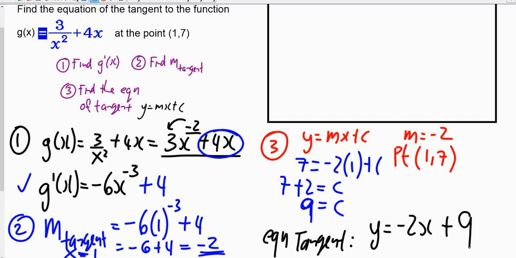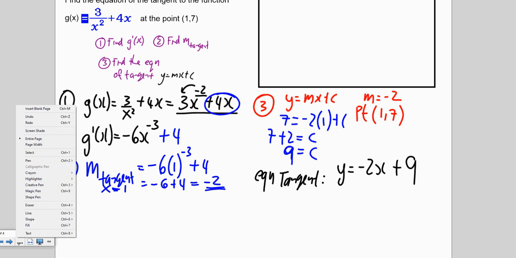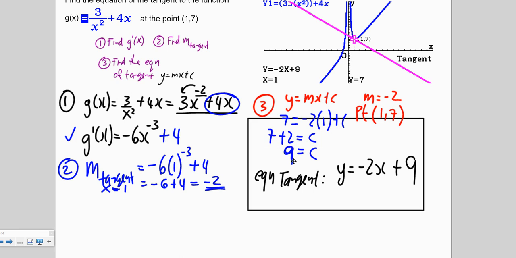And if we wanted to then have a look at the function drawn, we can see we've got the blue unfamiliar function, the point 1, 7 is here, and we've got our tangent at that point, and obviously it is a negative straight line, and obviously the equation that we found matches the actual graphical solution.